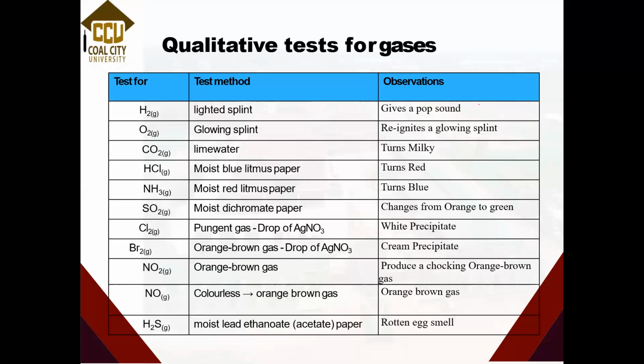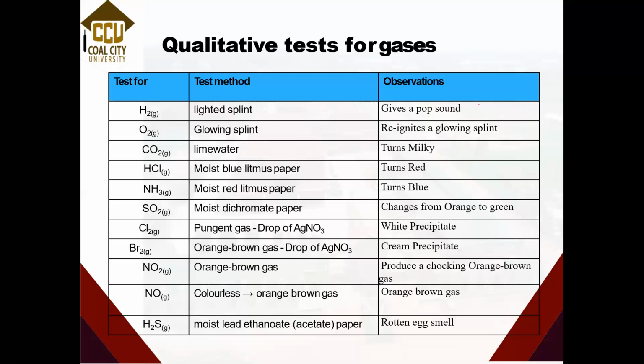What of chlorine gas? All I need to do is a drop of silver nitrate. So if I put a drop of silver nitrate on that particular solution that I'm suspecting chlorine gas to be present, it will give me a white precipitate. A white precipitate will be formed. What of bromine gas? The same drop of silver nitrate is used. It will give a cream precipitate.